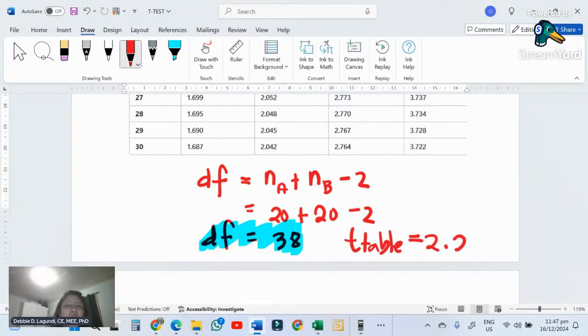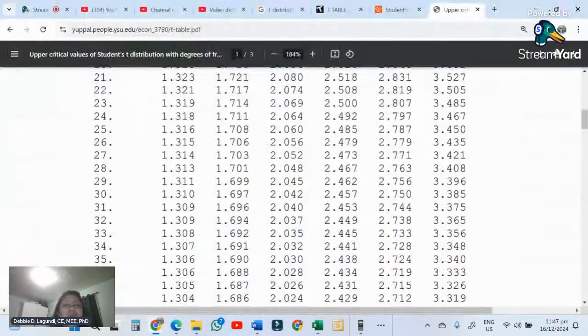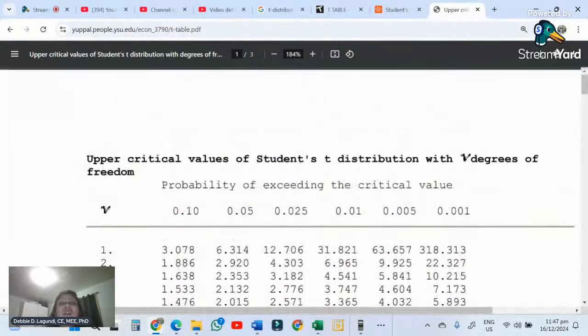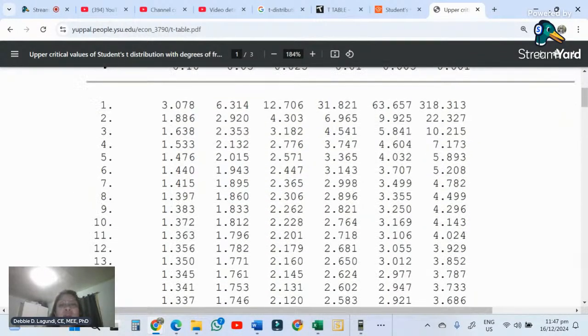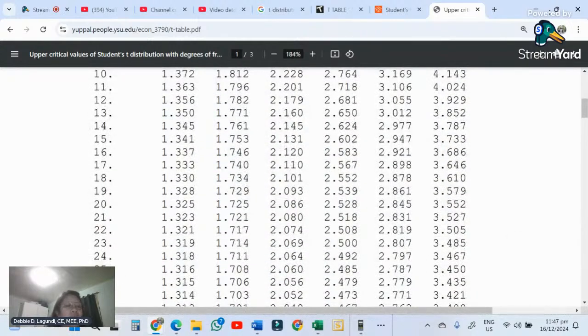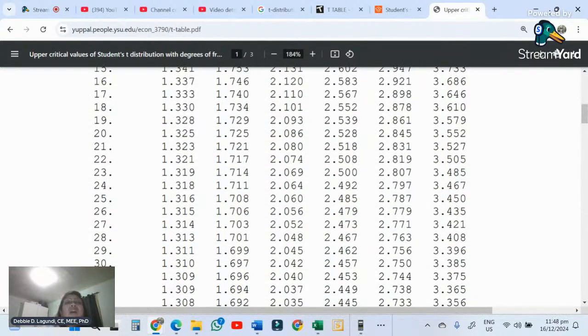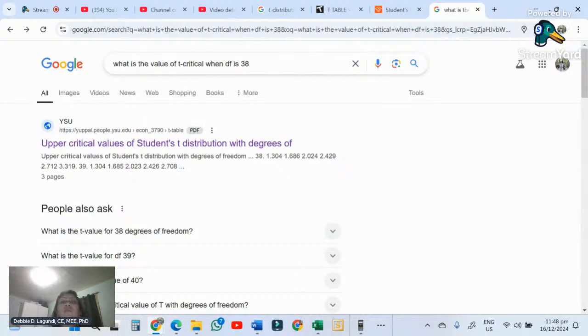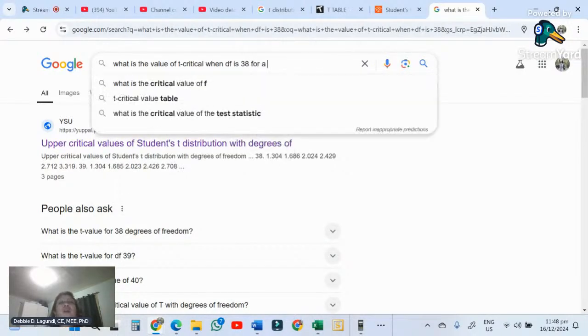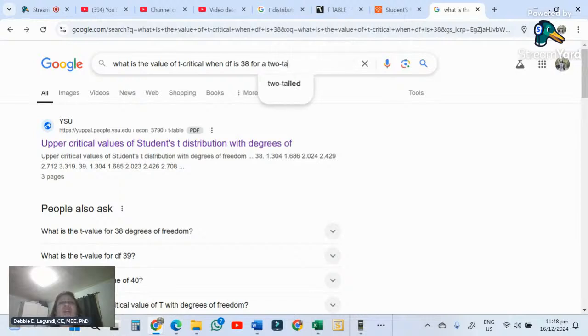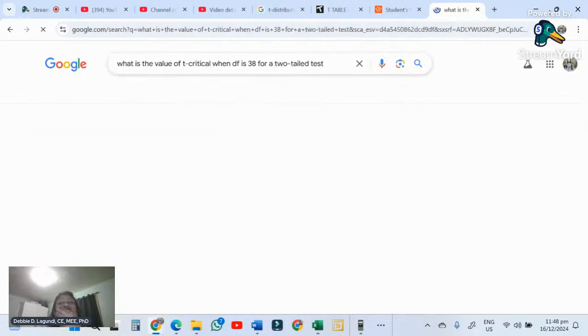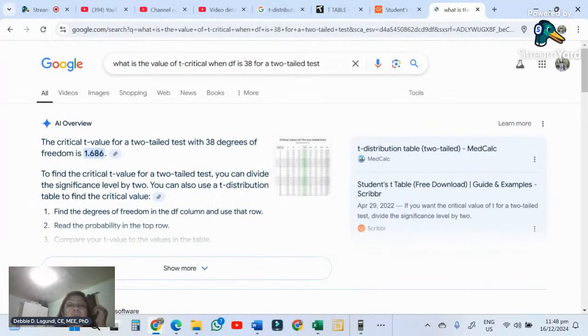Oh, look at that memory. This is a two-tailed or what? The upper critical values of this did not say. There should be a plus and minus, to be honest. Okay, hang on. I have to put that there. What is the background? For a two-tailed test. Okay, we need that. Oh, there you go.